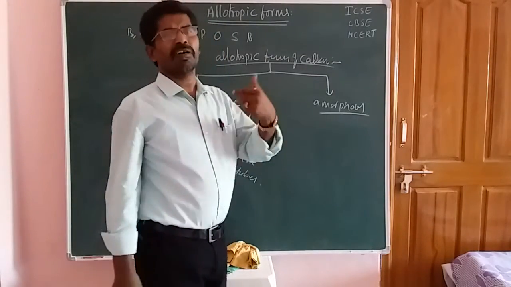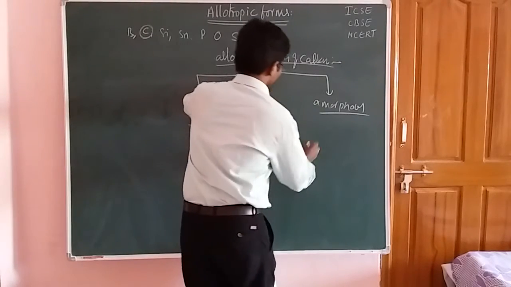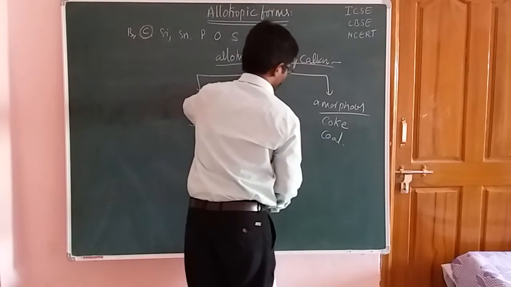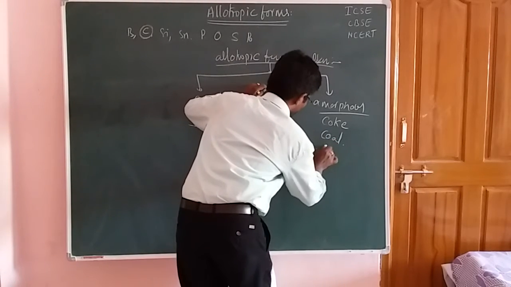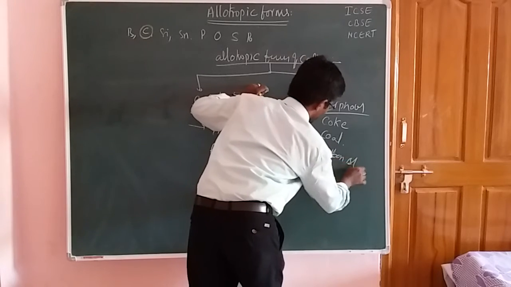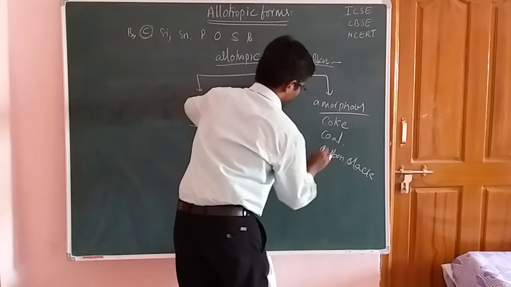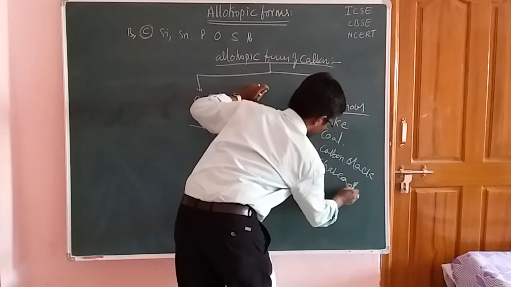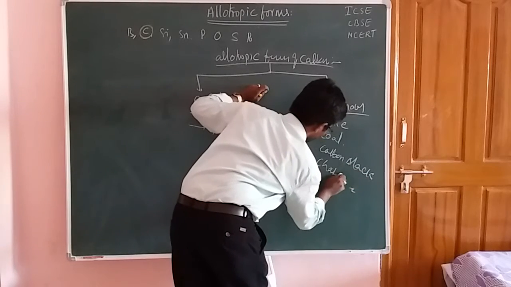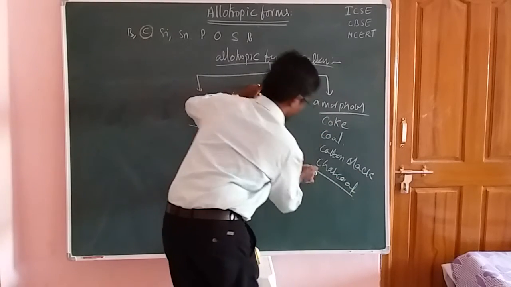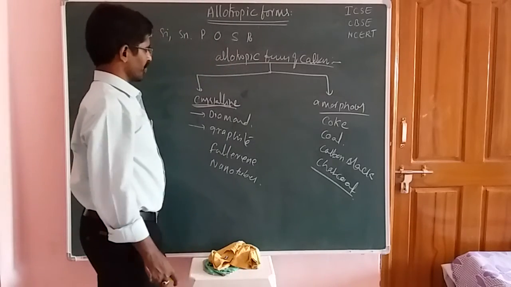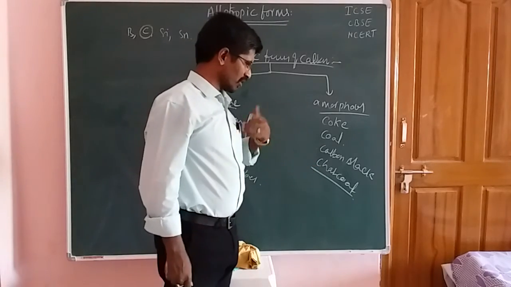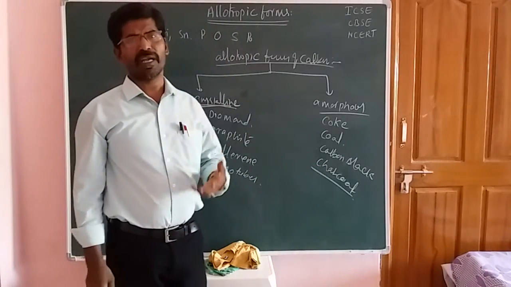Now what are the amorphous allotropes? The first is coke, and the next is coal. Next is carbon black, and the next is charcoal. Charcoal means animal charcoal and plant charcoal. So these are the allotropic forms of carbon: coke, coal, carbon black, and charcoal.